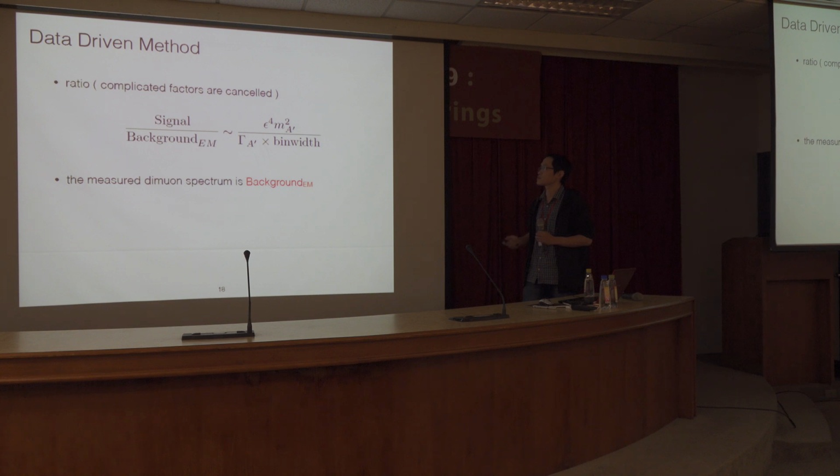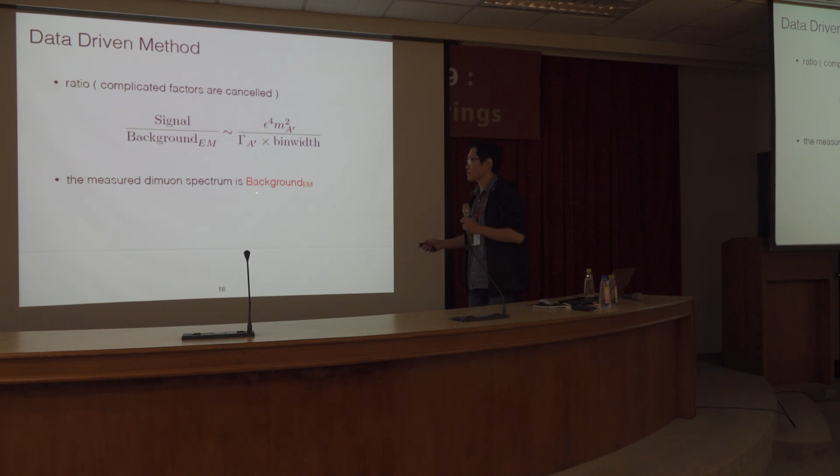So let's compute the ratio. The ratio of signal divided by background, when we compute it at tree level, they are actually proportional to each other. It all boils down to this formula. Epsilon is the coupling, as I mentioned. The mass is given, and then this is the decay rate of the A prime. If you give me the two numbers, you can just calculate the decay rate. This uses the narrow width approximation, and the beam width is given by the experiment. So if the beam width is better, you get better constraints or reach.